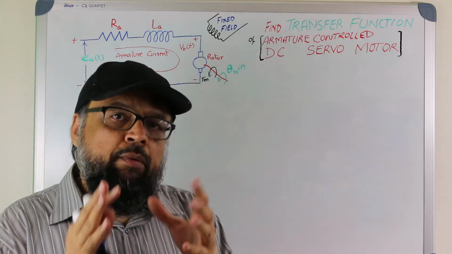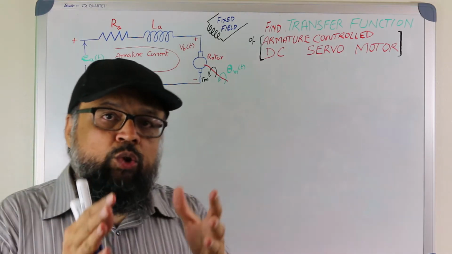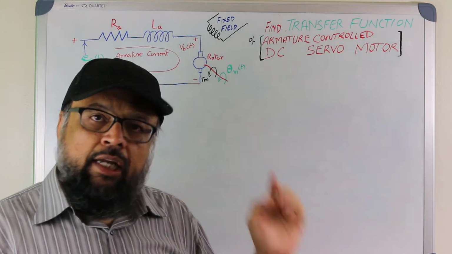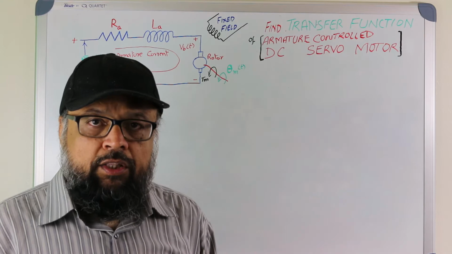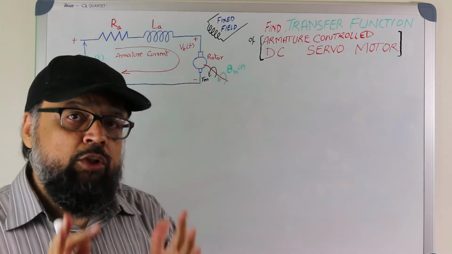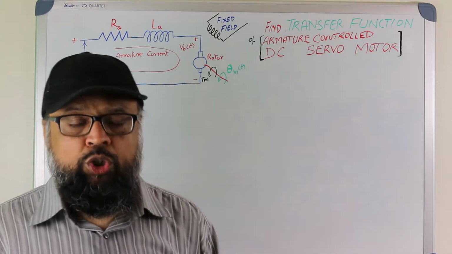So when you know beforehand what we have to do before I start doing something, it will be easier for you to know what the critical steps are in the derivation of a transfer function. And there are only four. There are only four steps in deriving this transfer function, and I will show you how easy it is to find the transfer function of a DC servo motor.